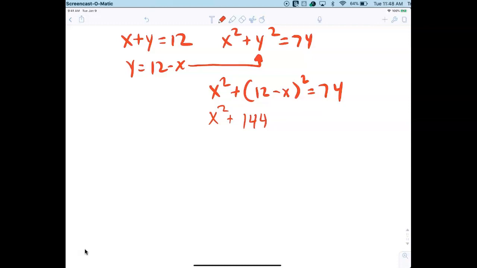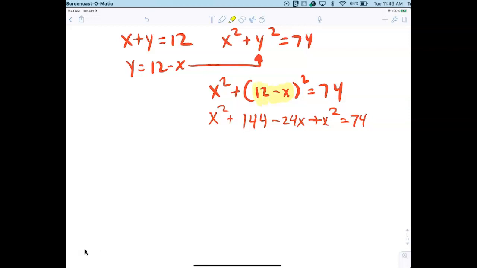Then what? X squared. Plus X squared. What is it? Minus X. Minus 24x plus x squared equals 74. The middle term, guys. You're squaring a binomial. You're squaring the binomial. Now let me say it one more time.